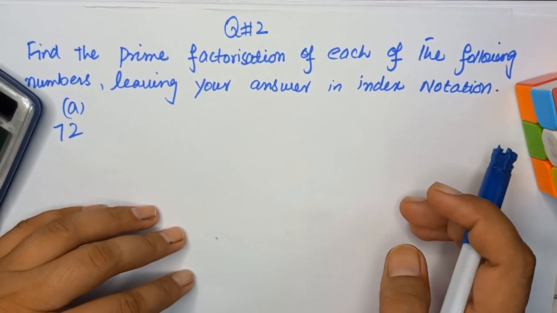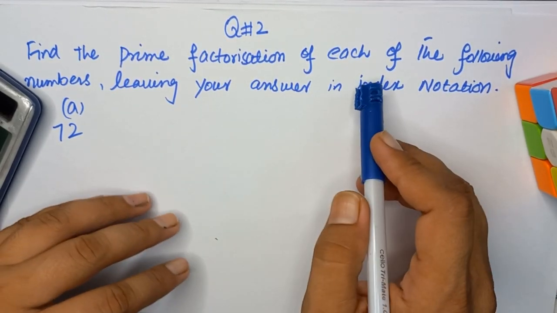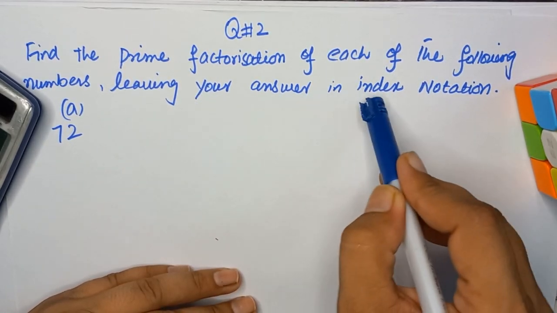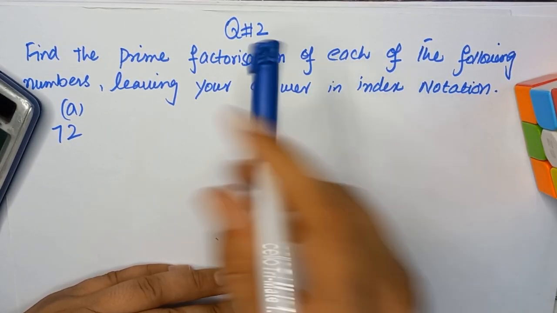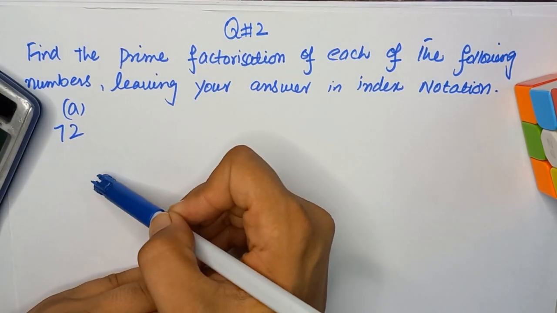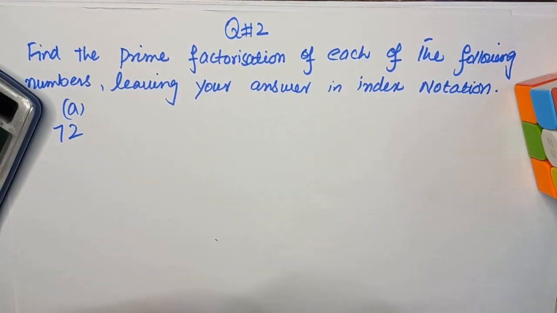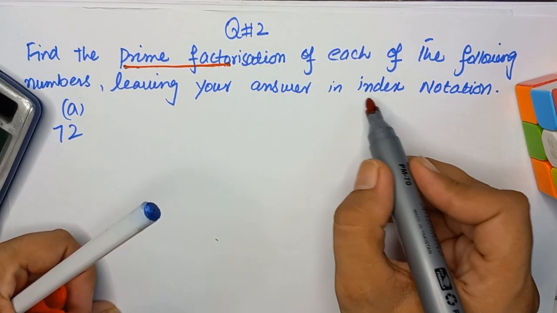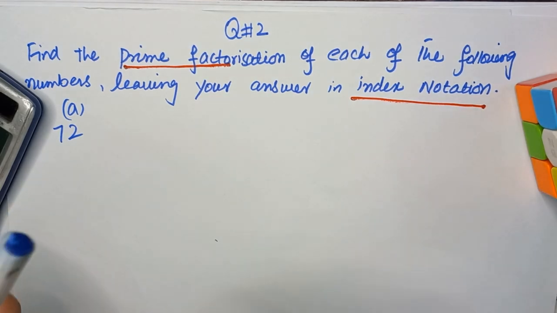Question number 2 is: find the prime factorization of each of the following numbers, leaving your answer in index notation. And our first part is 72. Dear students, now we have to do the prime factorization and write the answer in index notation.